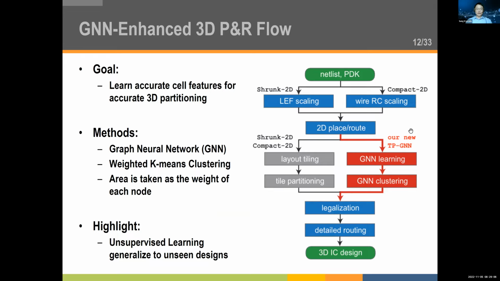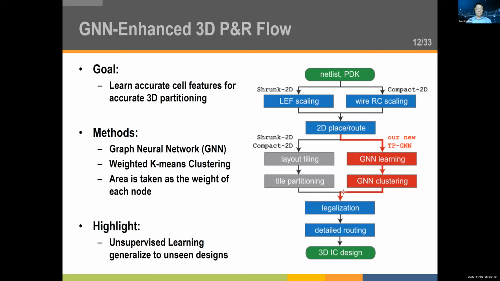Our GNN tier partitioning, again, is part of the overall pseudo 3D flow. So our GNN-based partitioning is situated here in this entire flow of 3D IC PNR, pseudo 3D PNR. I already discussed how the pseudo 3D flow proceeds from netlist to the final design. You do intermediate 2D, and then you do tier partitioning, and then you do legalization and routing. So it's this partitioning process that sits in the middle that we're trying to improve here. The current approach that I told you about, using human design heuristics, is bin-based or tile-based partitioning, versus our new approach, which is going to use GNN-based learning.